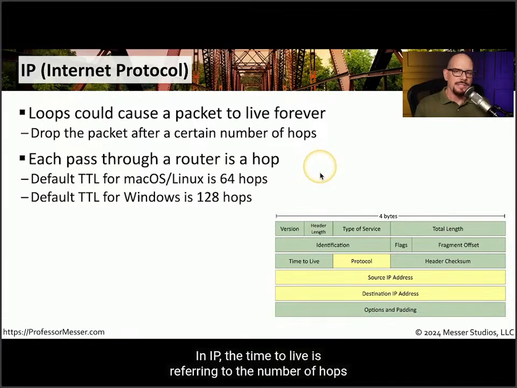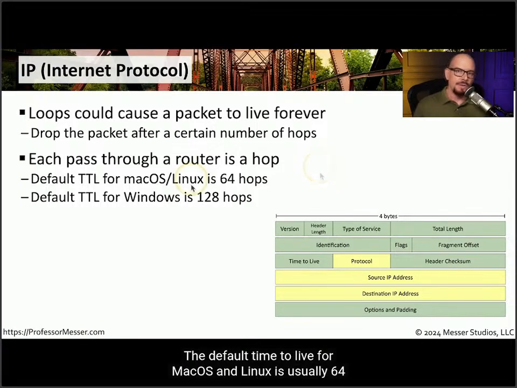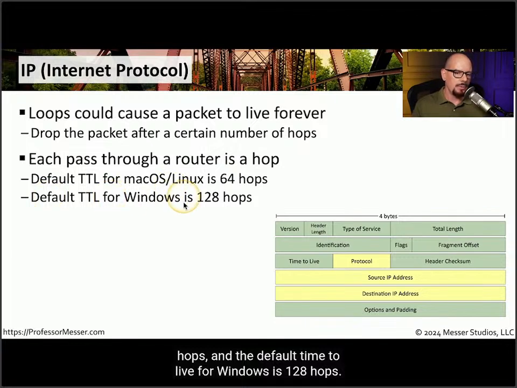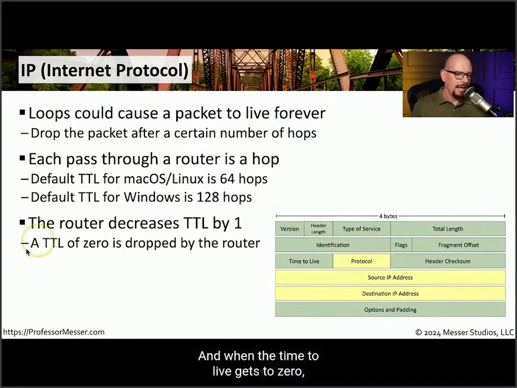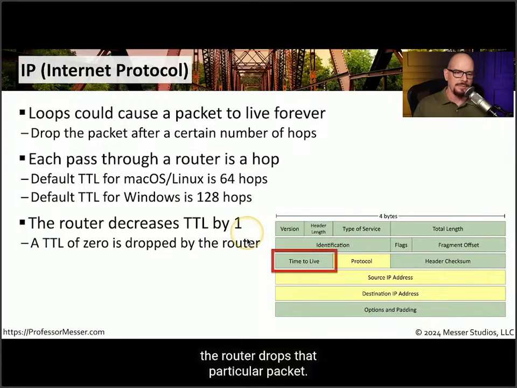In IP, the time to live is referring to the number of hops that a packet will go through a router. Each time a router processes a packet, it decreases the time to live by 1. And when that value gets down to 0, it discards the packet, effectively ending the loop. The default time to live for Mac OS and Linux is usually 64 hops, and the default time to live for Windows is 128 hops. Since the router is decreasing the time to live by 1 each time the packet goes through, it's watching that number decrease every time it goes through a looped connection. And when the time to live gets to 0, the router drops that particular packet.